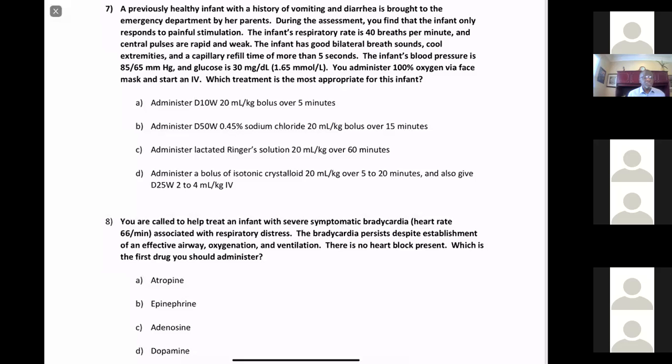Okay, we move next to question 8. You are called to help treat an infant with severe symptomatic bradycardia. The heart rate is 66 per minute, associated with respiratory distress. The bradycardia persists despite establishment of an effective airway, oxygenation, and ventilation. There is no heart block present. Which is the first drug you should administer in this patient? Atropine, epinephrine, which is your own adrenaline, adenosine, dopamine.